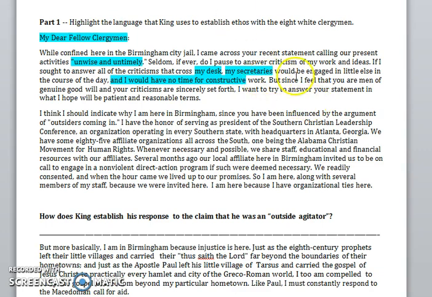And he says, but since I feel that you are men of genuine goodwill, and your criticisms are sincerely set forth, I want to try to answer your statement in what I hope will be patient and reasonable terms. All right, so with the patient and reasonable terms, this is interesting because it's almost as if he's talking to them as if they are children. I'm going to be patient with you, and I'm going to talk to you in reasonable terms, so hopefully you can understand what we're doing.